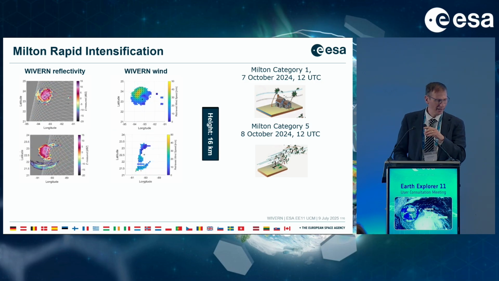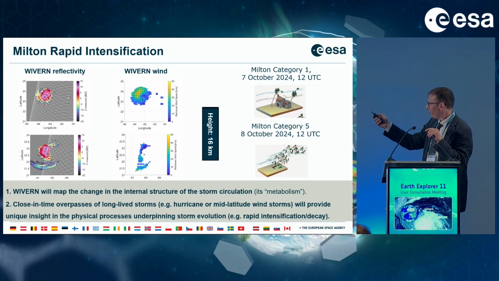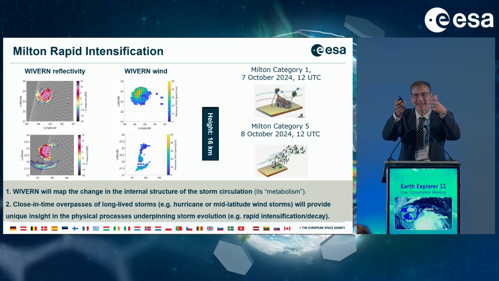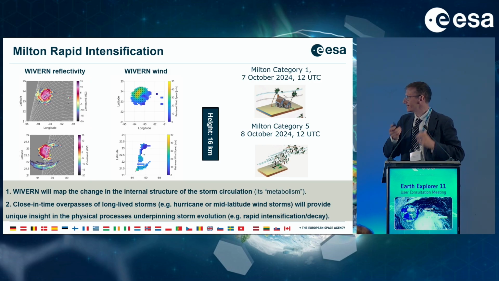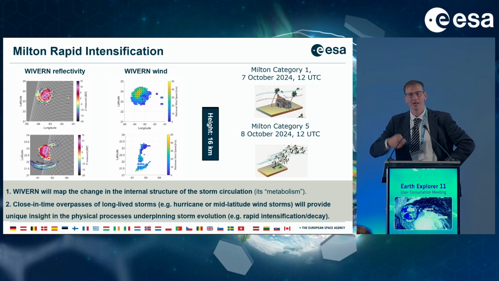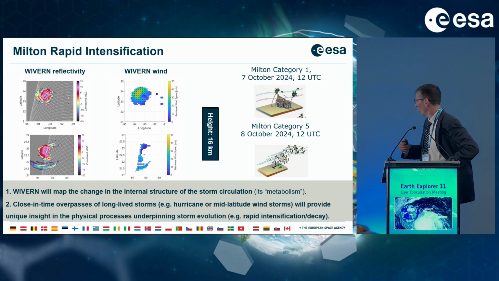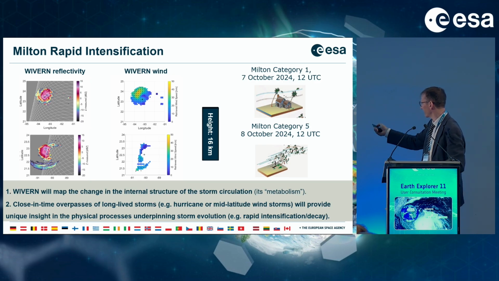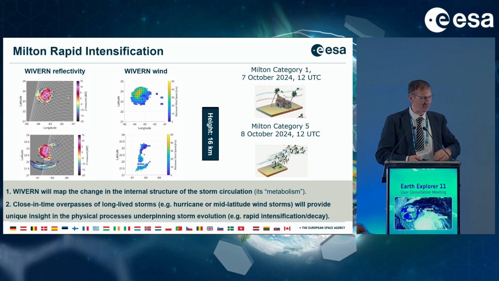2 major take-home messages here. The first one is that WIVERN will map the change in the internal storm. So you see, I demonstrated that we map this change and this rapid intensification. So we look really at the metabolism of the storm. And the second thing is that, in general, we will have closing time overpasses of long-lived storms. Hurricanes can live 2 weeks. There are mid-latitude storms also that can live long. So this will provide a unique insight into the physical processes that underpin storm evolution, like rapid intensification.